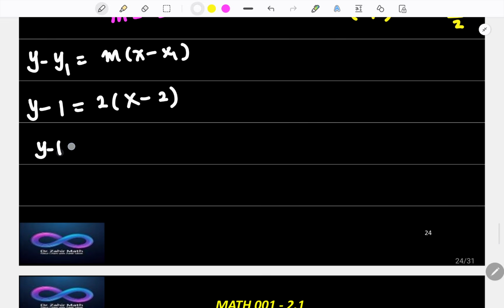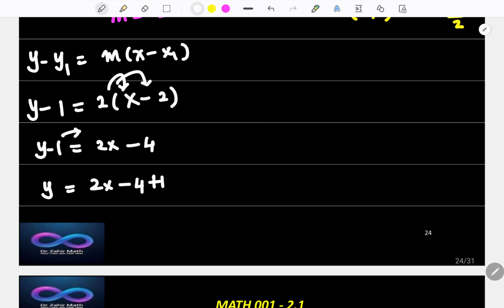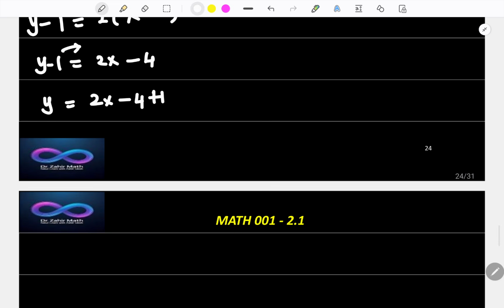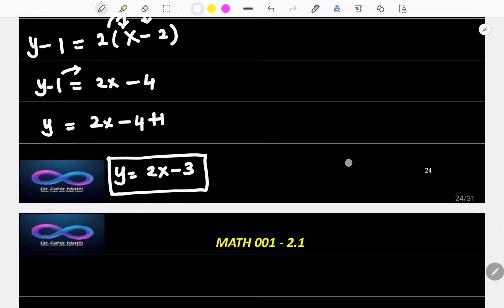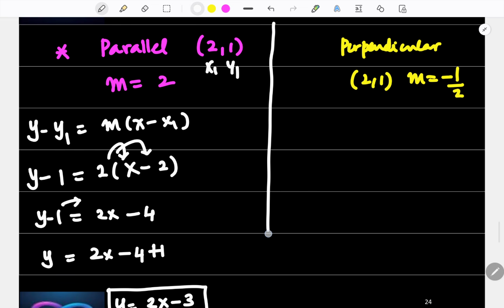So y minus 1 equals 2 into x, which is 2x. 2 into minus 2 is minus 4. So y equals 2x minus 4. This goes to that side, which is plus 1. So therefore y equals 2x minus 3, which is the equation of the parallel line. Clear, all of you? Right.